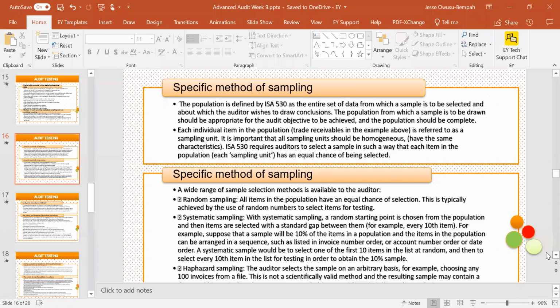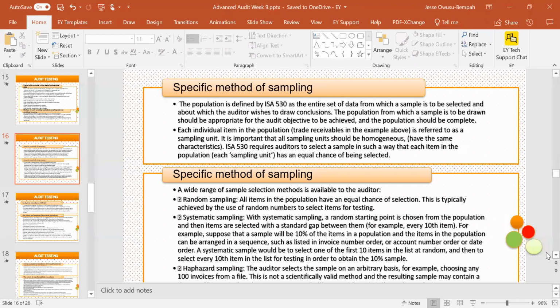There are different sample selection methods. We have random sampling, systematic sampling, and haphazard sampling. These are different ways of sampling. For random sampling, all items in the population have an equal chance of selection. Maybe you have a population of 10. Random sampling gives every sampling unit an equal chance of selection.